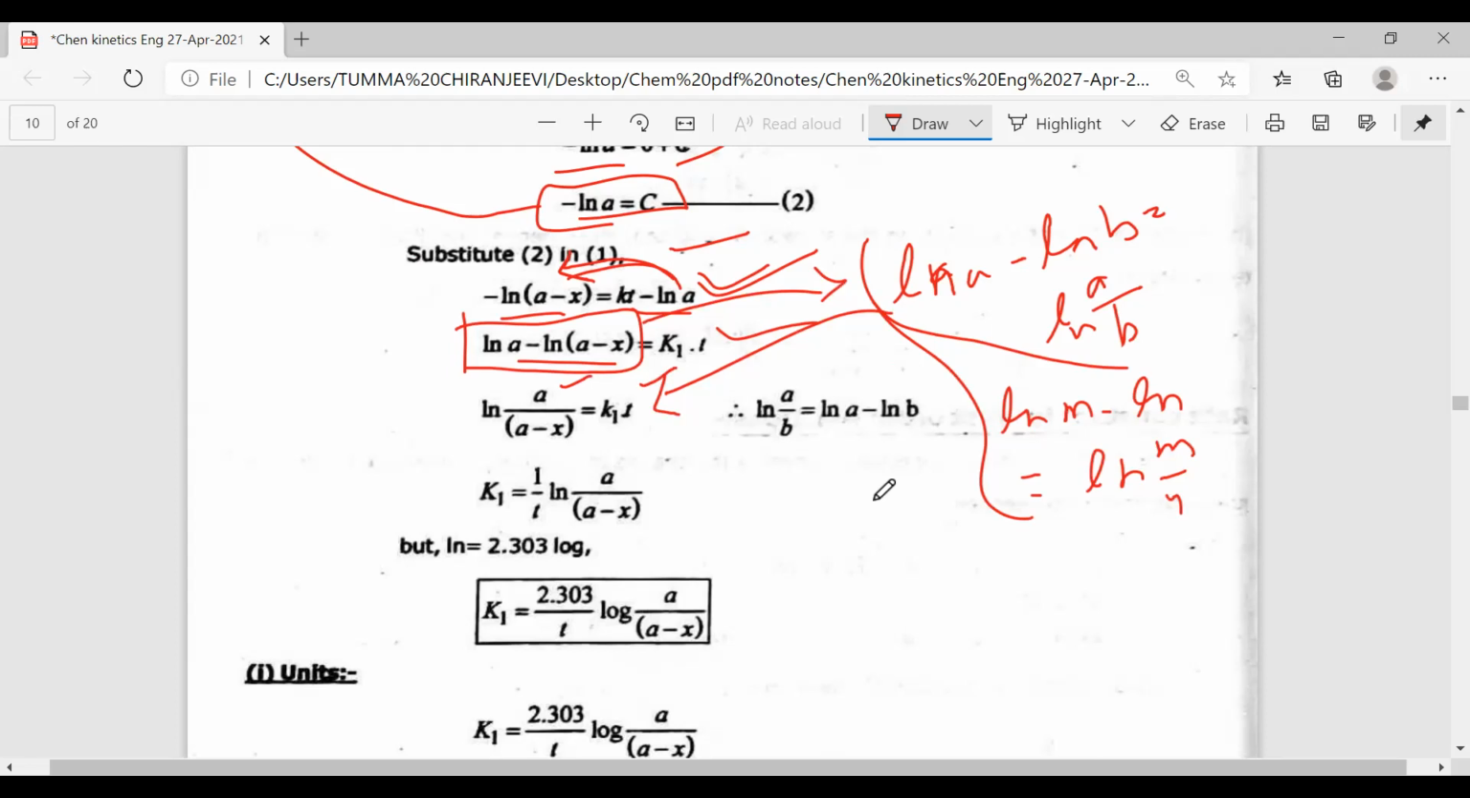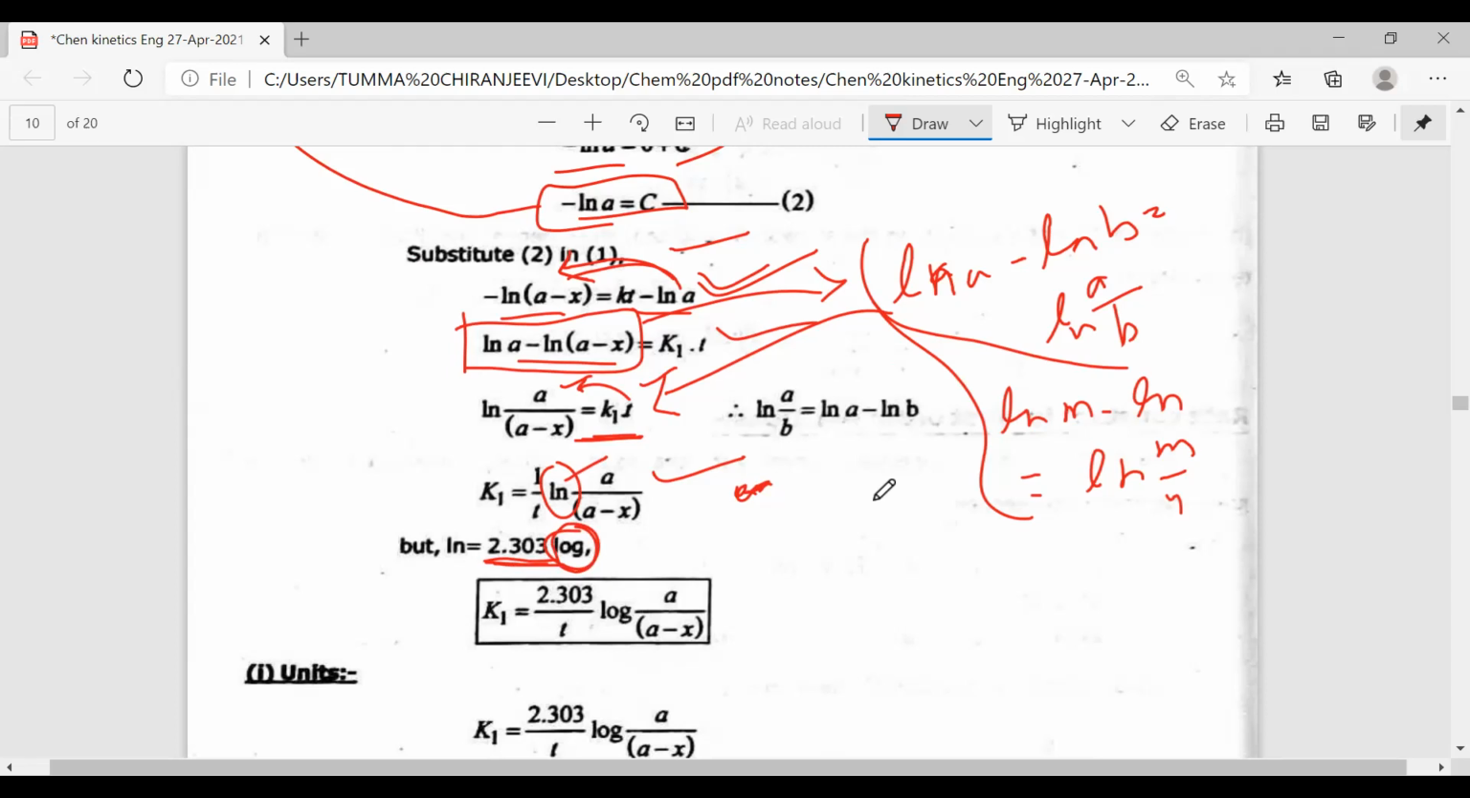So write down the equation for the rate constant. Keep the k1 and take the t to this side. Then k1 is equal to 1 by t into log a by a minus x. See this one, here it is a logarithm, the exponential logarithm. To convert to the base 10 logarithm, you have to multiply with 2.303. This log is a base 10 logarithm.